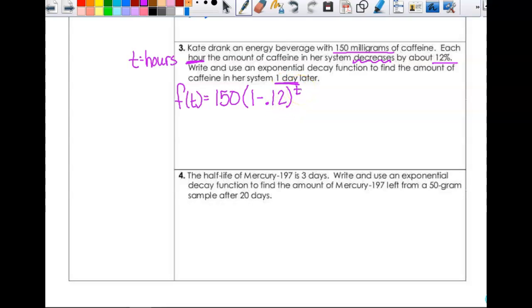Okay. So T is in hours. I want to know what happens 1 day later. How many hours is that? 24. F of 24 equals 150 times. Now, if you don't want to have to think about this, you can just leave this so you don't do anything weird. 1 minus 0.12 and put it in the calculator just like that, and you'll be fine. It's 0.88 if you wanted to do that. But there's no reason to figure that out and then do it. You can just let the calculator do it all at once. Okay? So go ahead and type that in, and let's see what we get.